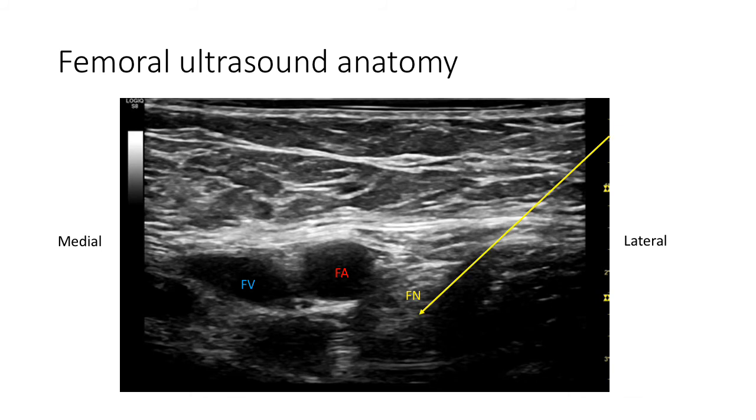Compressing the tissues with the ultrasound transducer is another way of making the nerves appear more clearly, especially in patients where the structures are deeper, such as in this example.